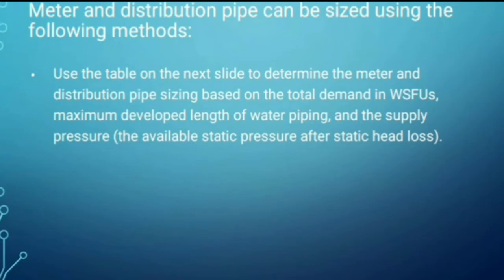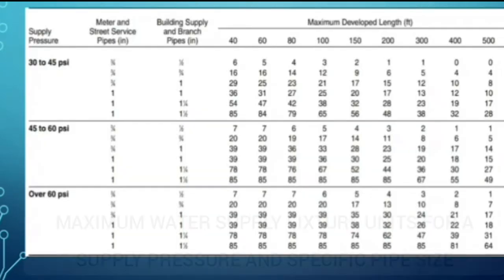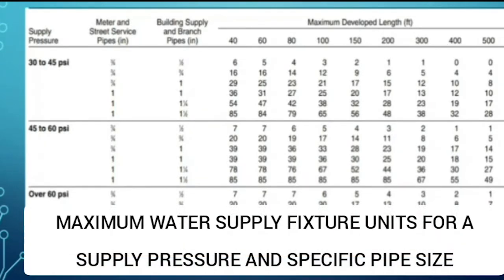Meter and distribution pipe can be sized using the following methods. Use the table on the next slide to determine the meter and distribution pipe sizing based on the total demand in WSFUs, the maximum developed length of water piping, and the supply pressure, the available static pressure after static head loss, giving the maximum water supply fixture units, WSFU, for a supply pressure, the available static pressure after head loss, and a specific pipe size.